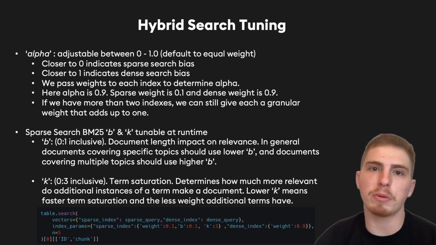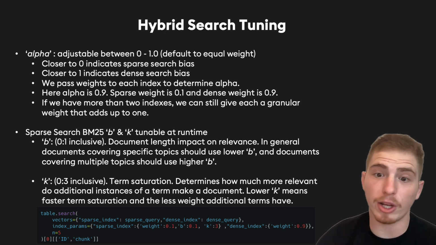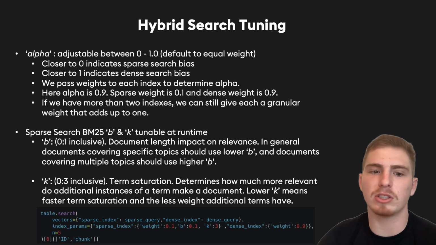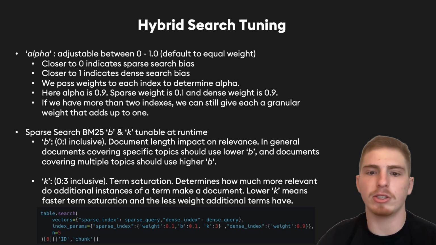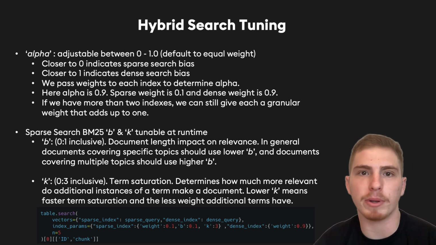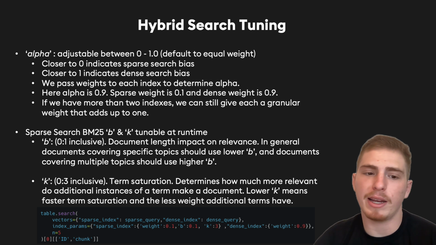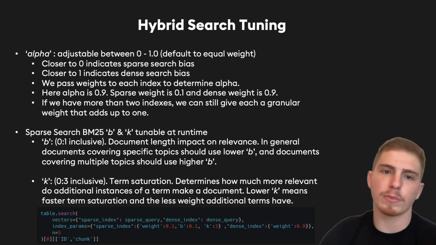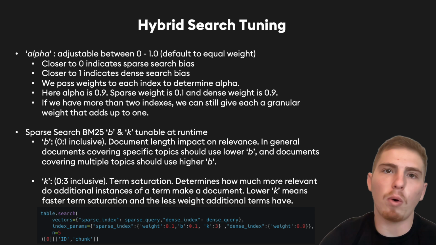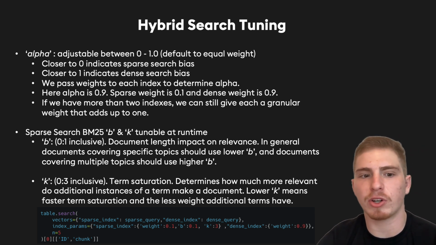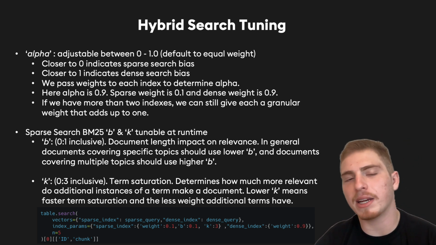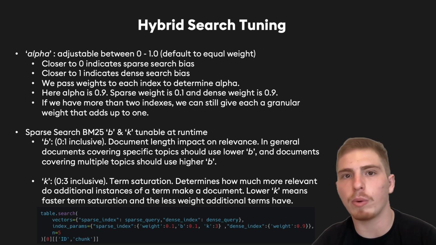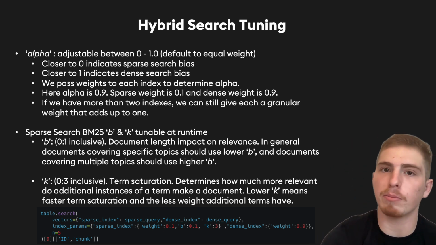Now, B is document length impact and relevance. So in general, documents that cover a very specific topic should use a lower B. And documents that cover many different topics should use a higher B. And K is term saturation. So what that means is how fast do additional instances of a term not give that document an additional boost in score. So in practice, tuning this B and K isn't that important. You could kind of just get away with using the default, but tuning the alpha is very important.